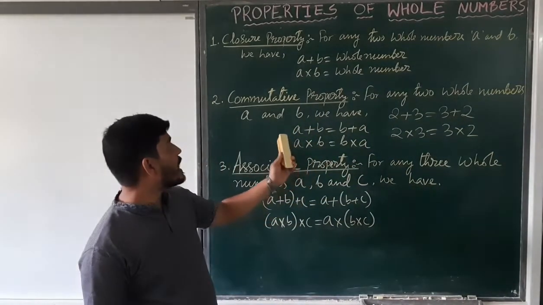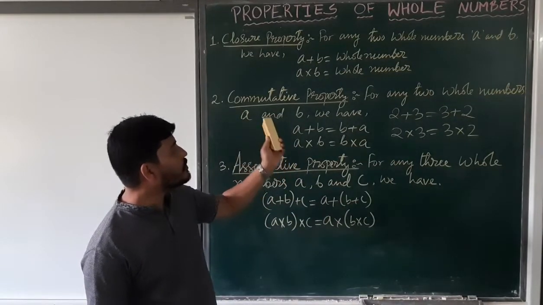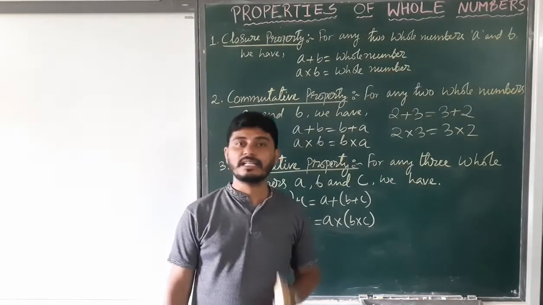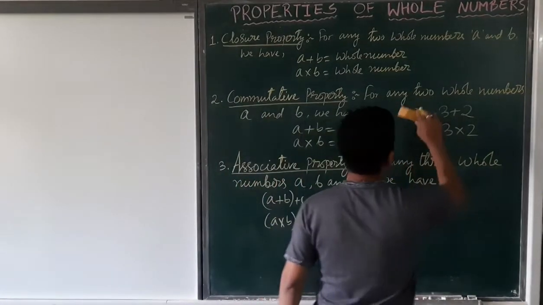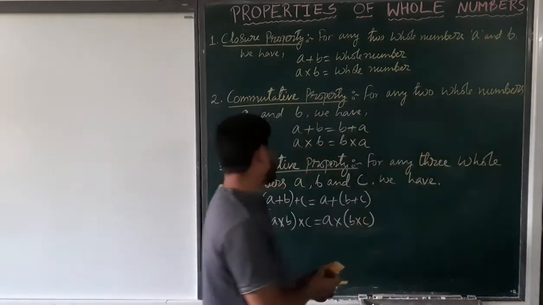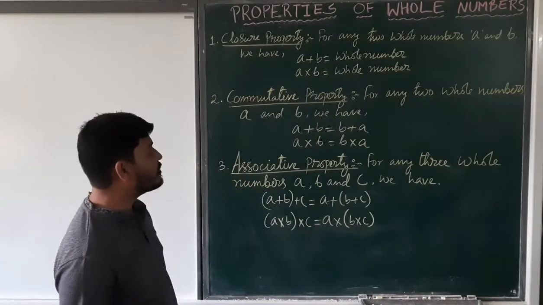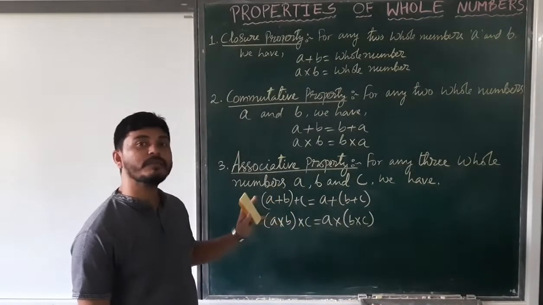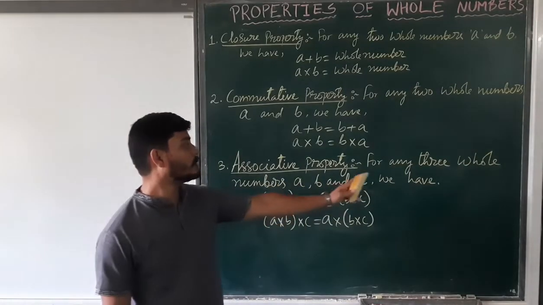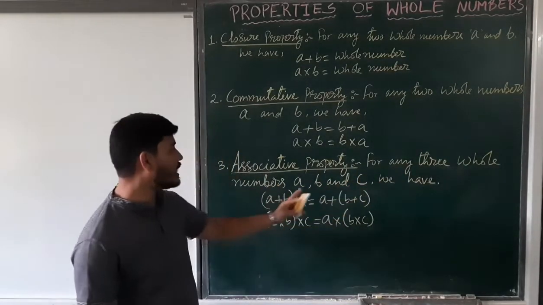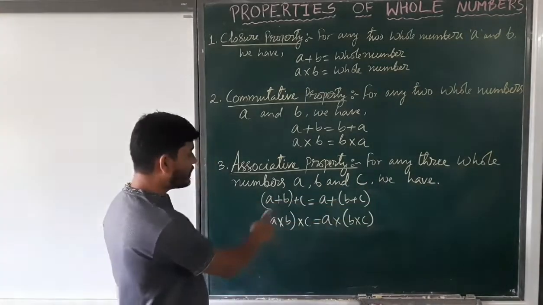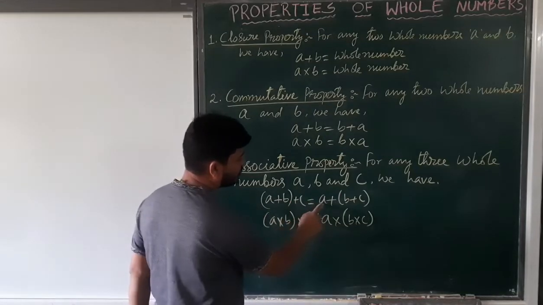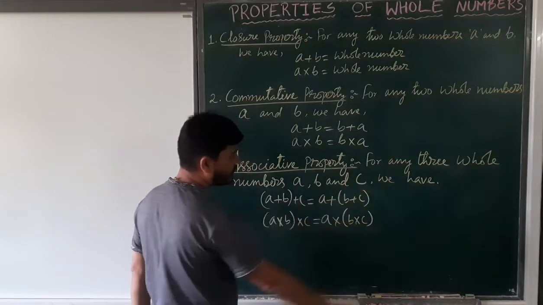Here also, the commutative property does not hold for subtraction and division. Alright, the next property is the associative property. For the associative property there must be three whole numbers. So for any three whole numbers a, b and c, we have (a plus b) plus c equals a plus (b plus c).